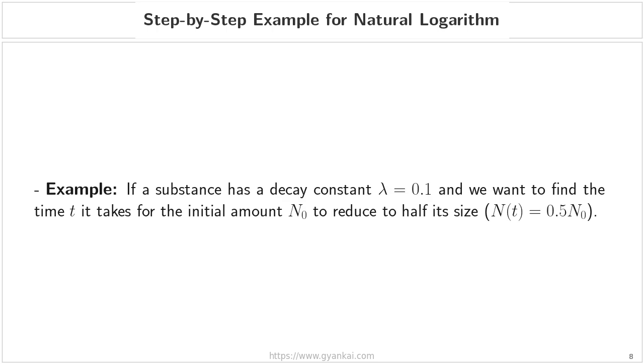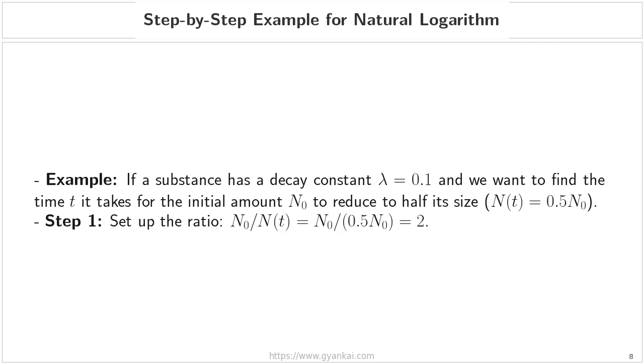Step-by-step example for natural logarithm. Now, let us apply the formula we just discussed in the previous slide to a practical example involving radioactive decay. Suppose we have a substance with a decay constant, lambda, equal to 0.1. Our goal is to determine the time, t, it takes for the initial amount, N naught, to reduce to half of its original size. In mathematical terms, this means the amount remaining at time t, or N of t, is equal to 0.5 N naught. Let us walk through this calculation step by step.